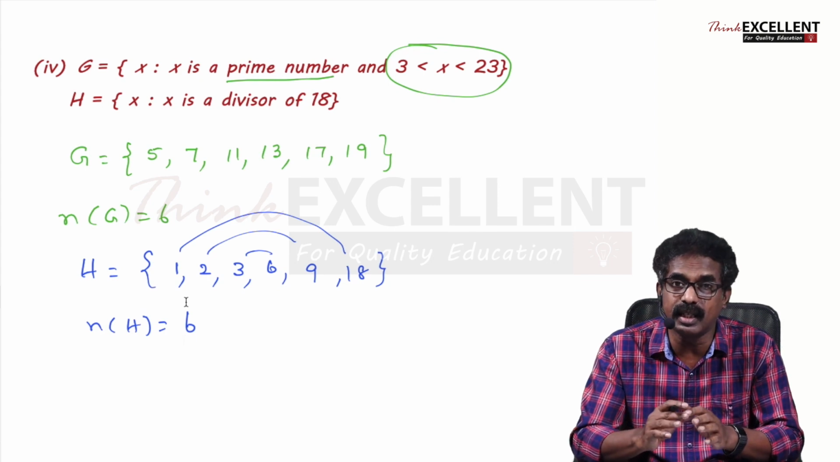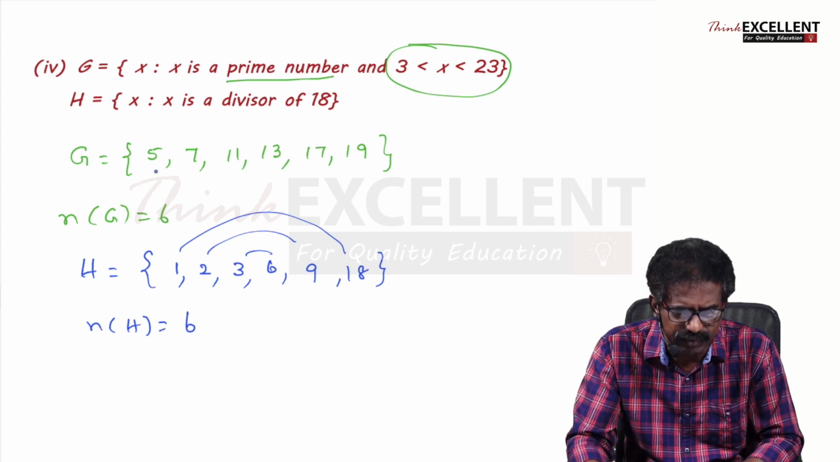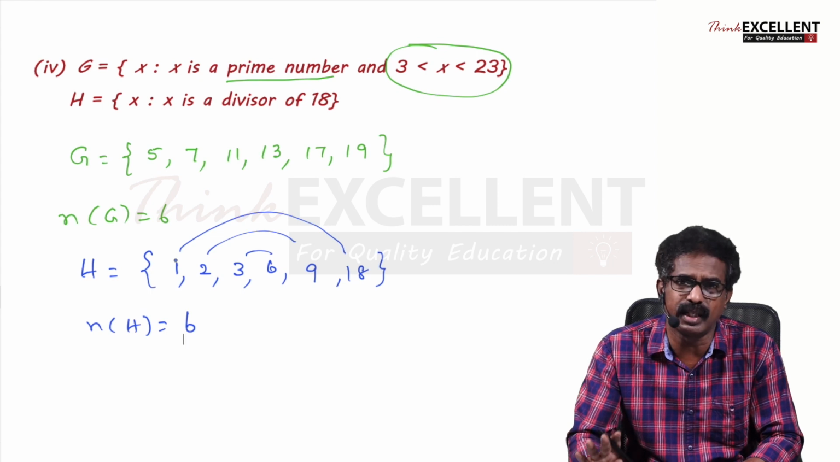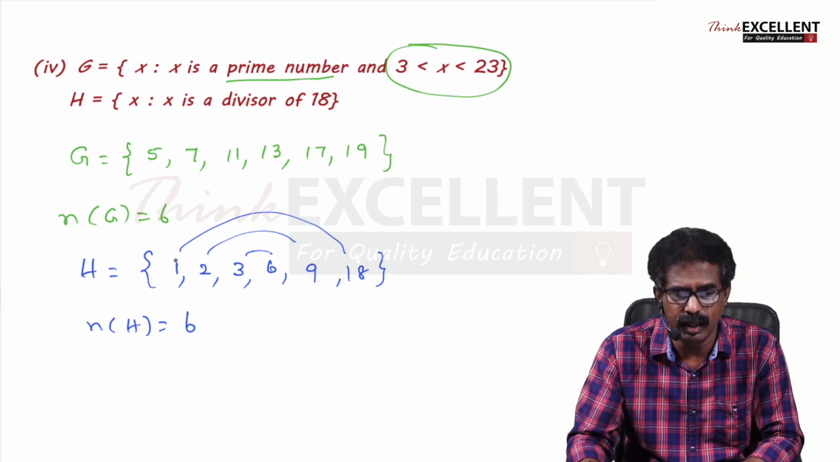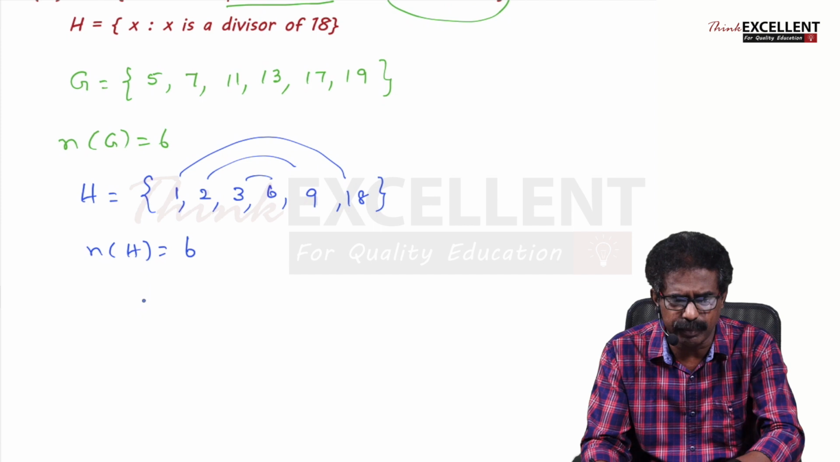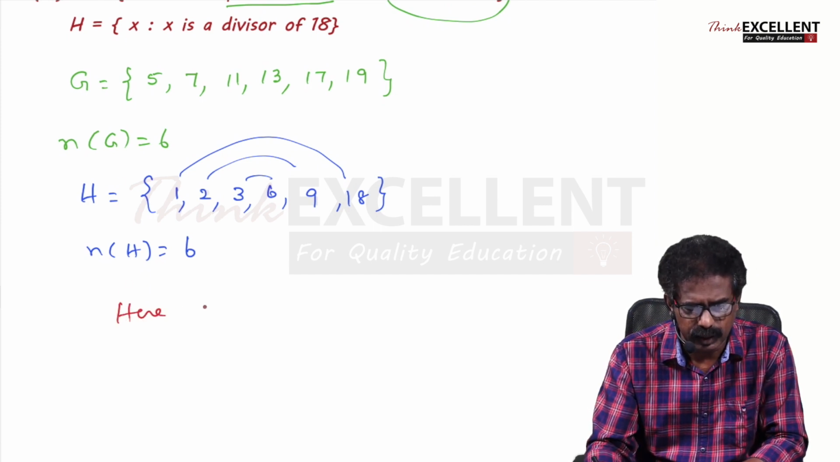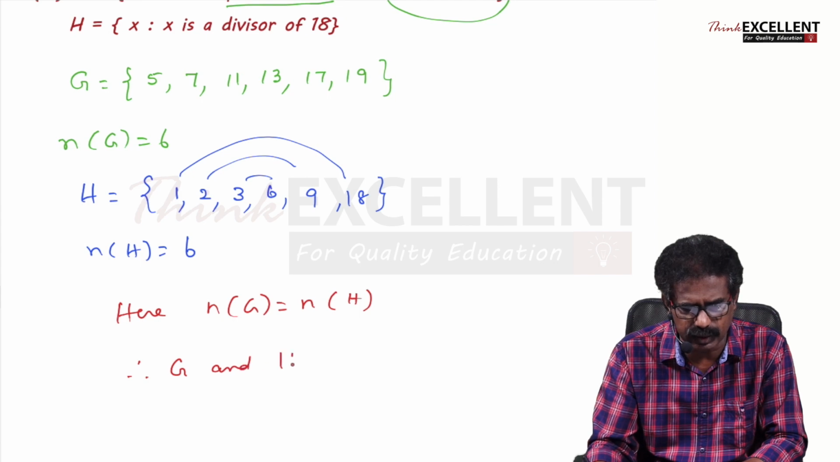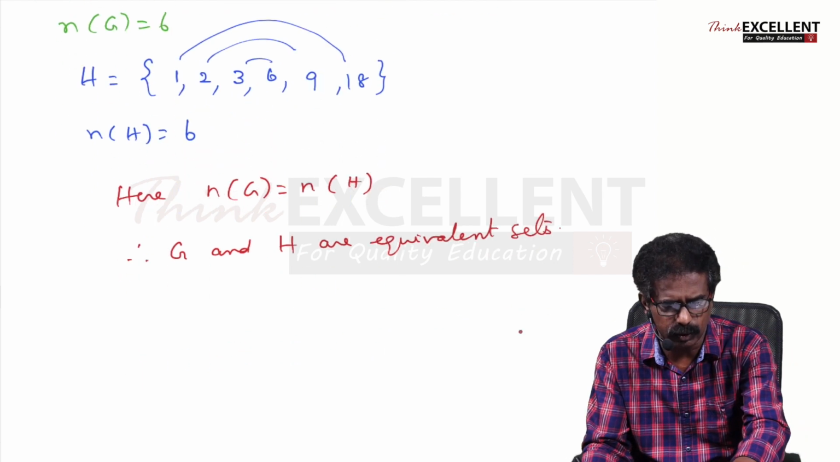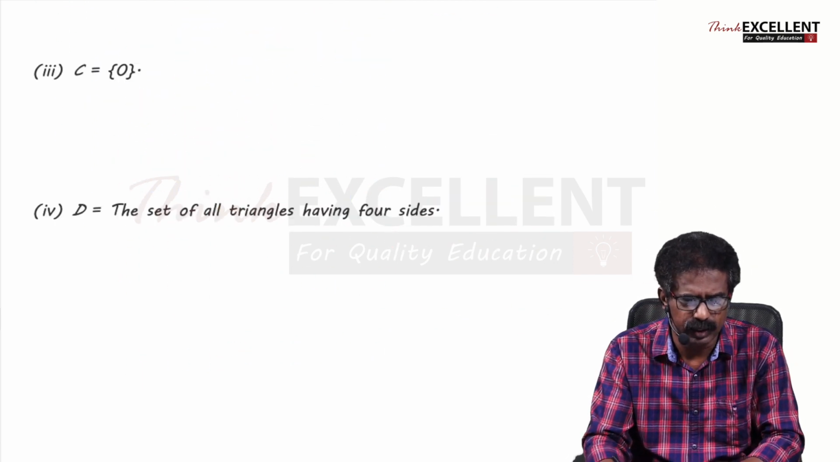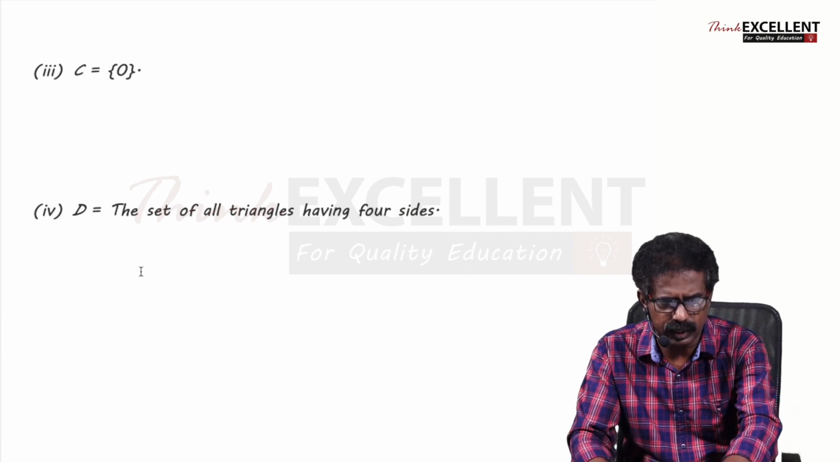Now we check whether the elements are same. There are 5 here, 5 is not there. Even 1 is not there, okay. So they are not equal, but number of elements are same. So you can say they are what? Equivalent, right? So here n of G equal to n of H. Therefore, G and H are equivalent sets. So hope you understood how to identify. Now let us go for the fourth sum. See what they asked here.